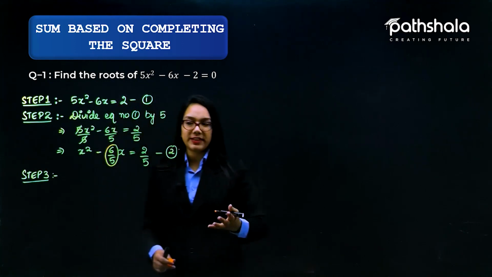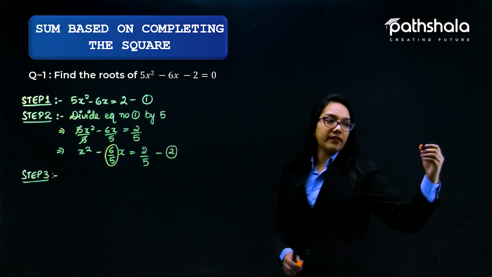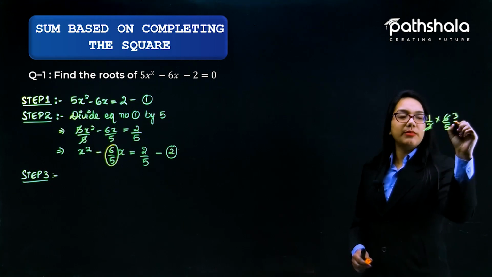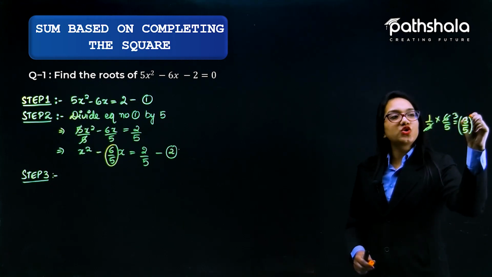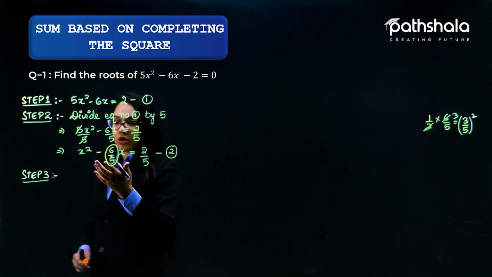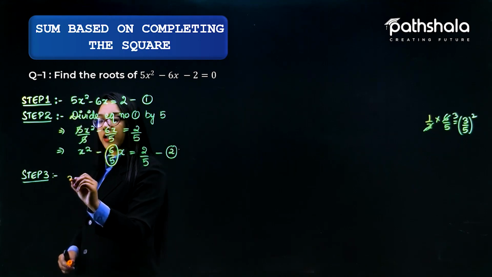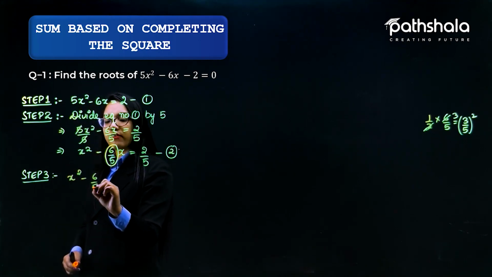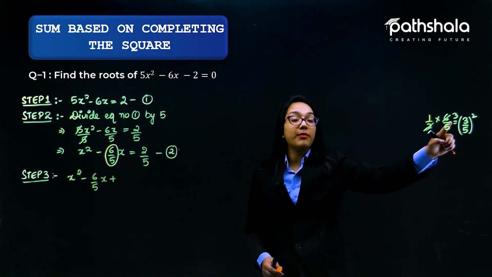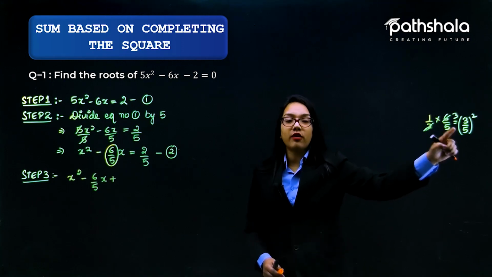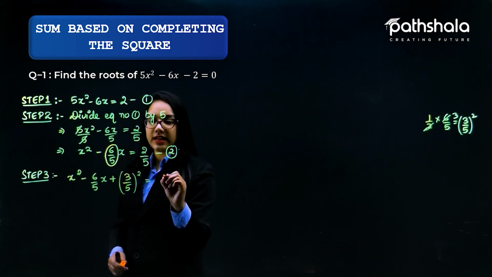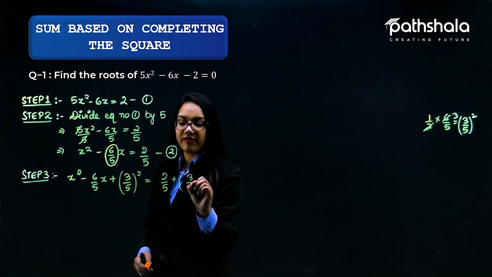So take the half of 6 by 5. The half of 6 by 5 is nothing but 3 by 5. It means we have to take the square of 3 by 5 and add it on both sides of the equation. So the next step would be: we have x square minus 6 by 5 of x plus the square of 3 by 5, and we add the 3 by 5 whole square on both the sides. So this would be 2 by 5 plus 3 by 5 whole square.